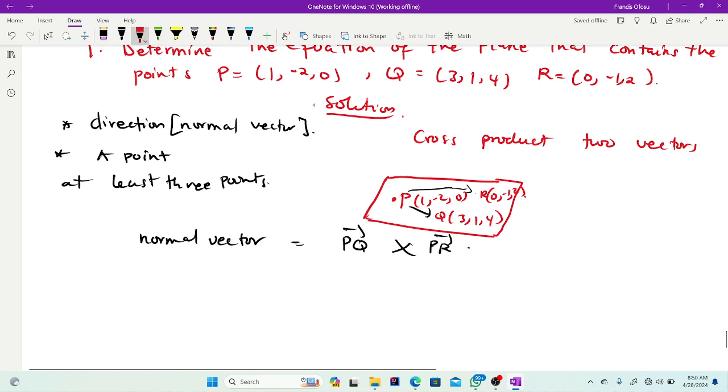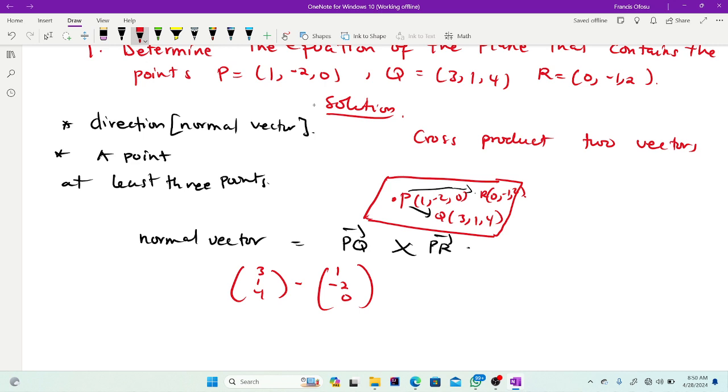By position vectors, PQ is the same as my Q, which is (3, 1, 4), minus my P, which is (1, -2, 0). And this should give me 3 minus 1, which is equal to 2; 1 minus minus 2, 3; 4 minus 0, which is 4. And this is vector PQ.